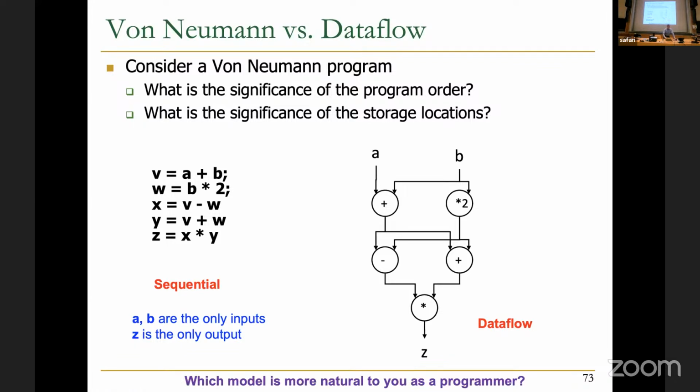Well, maybe before we go into it, which model is more natural to you as a programmer? Who says von Neumann? Okay, a lot of people probably. Who says data flow? Okay, some people say data flow. Why do you say data flow? Just not to put you on the spot, but it looks nicer. I kind of agree, actually. It's more graphical, right? You can actually reason about the parallelism more easily.